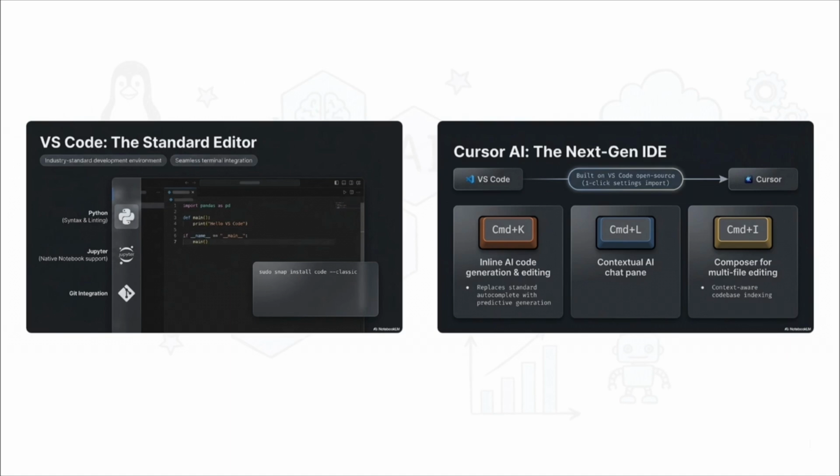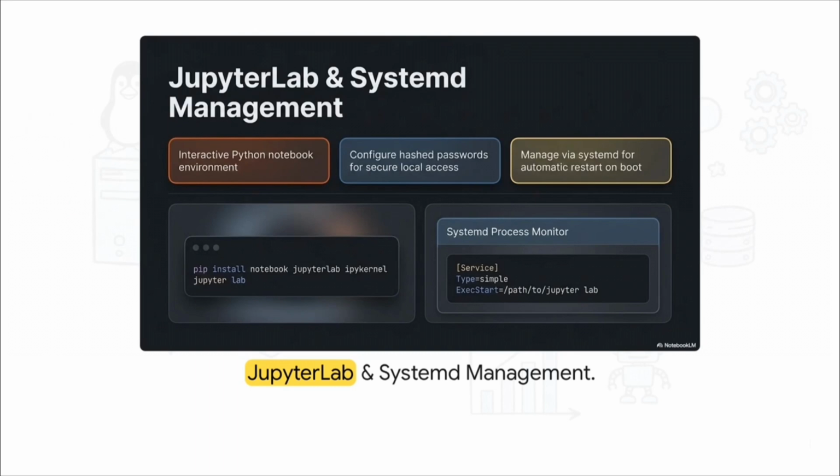You use Cursor when you want inline AI code generation, multi-file code-based indexing, and contextual chat right there in your editor. It basically replaces standard autocomplete with genuine predictive intelligence. It's a real game changer. We'll also set up JupyterLab for an interactive notebook environment, utilizing systemd to automatically manage it in the background.